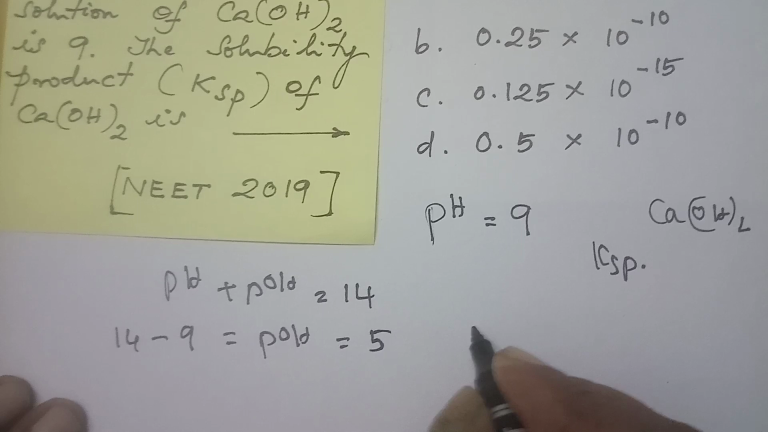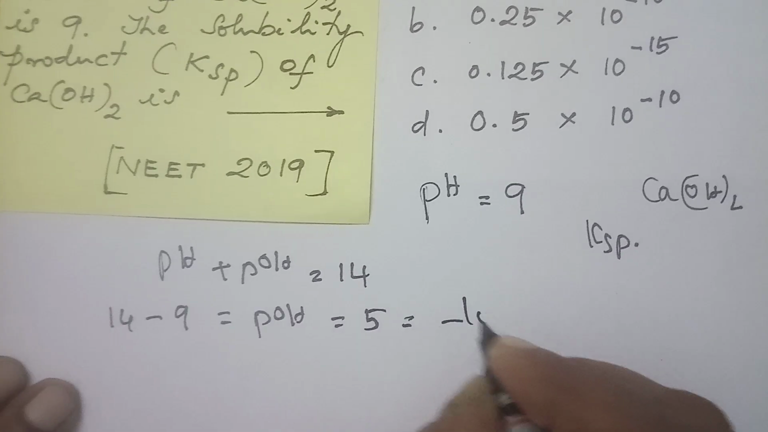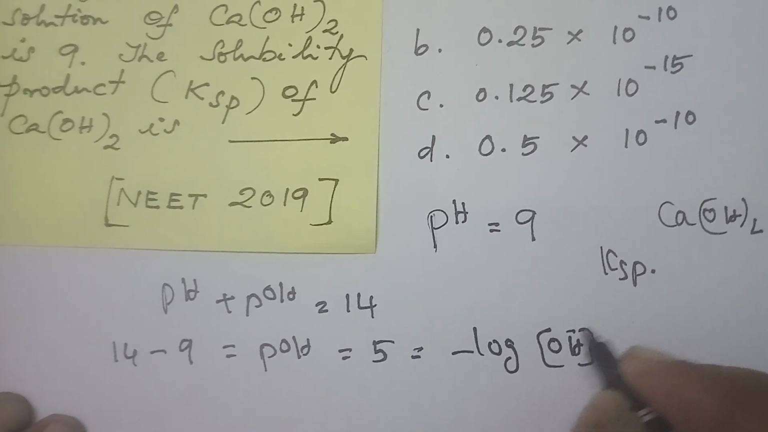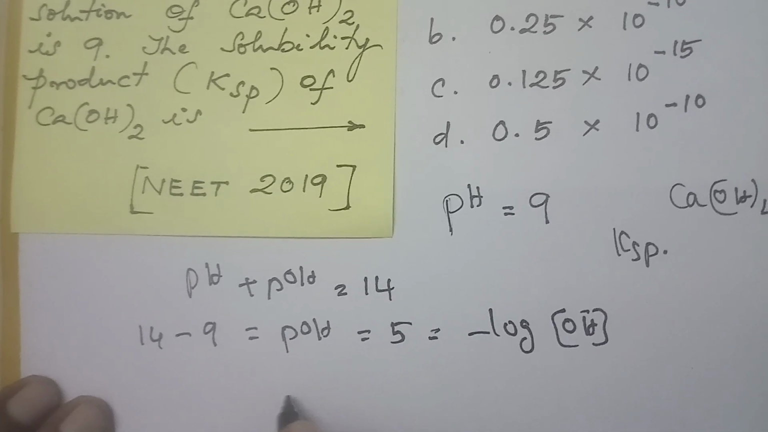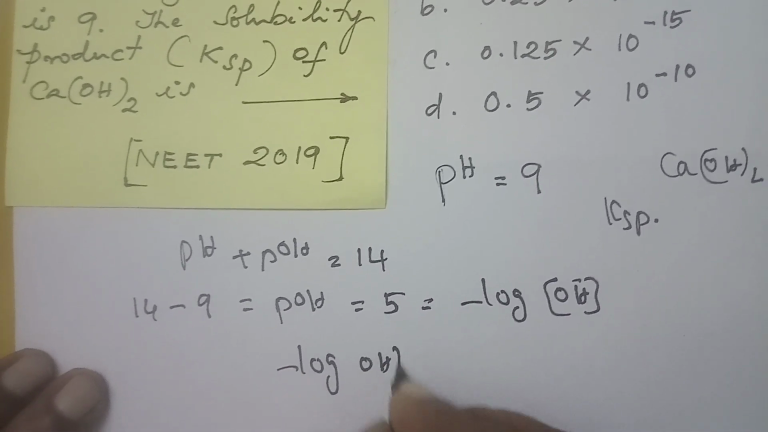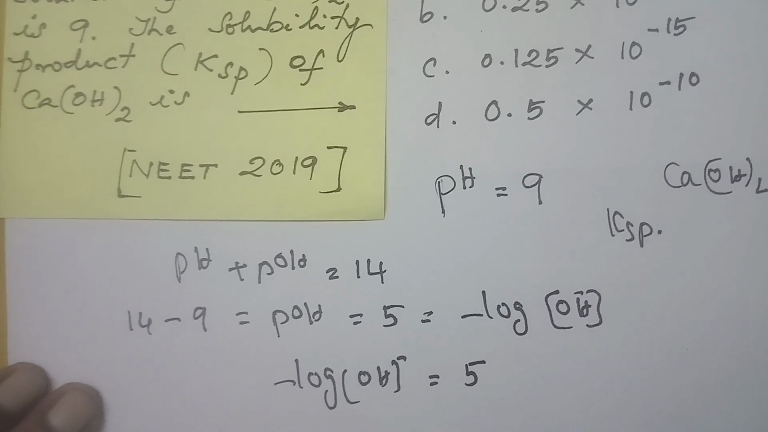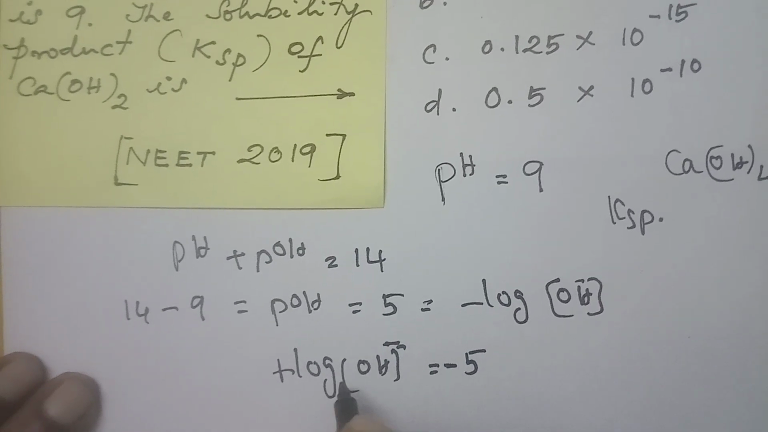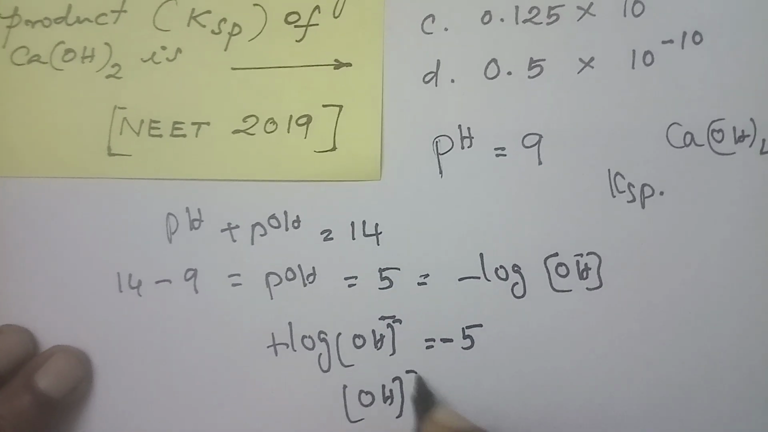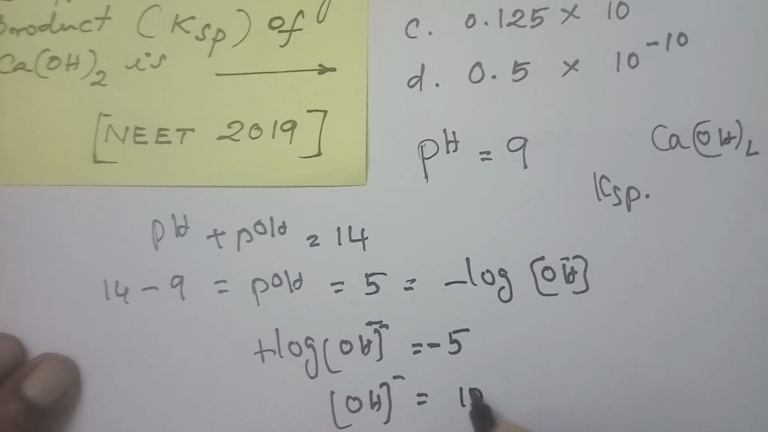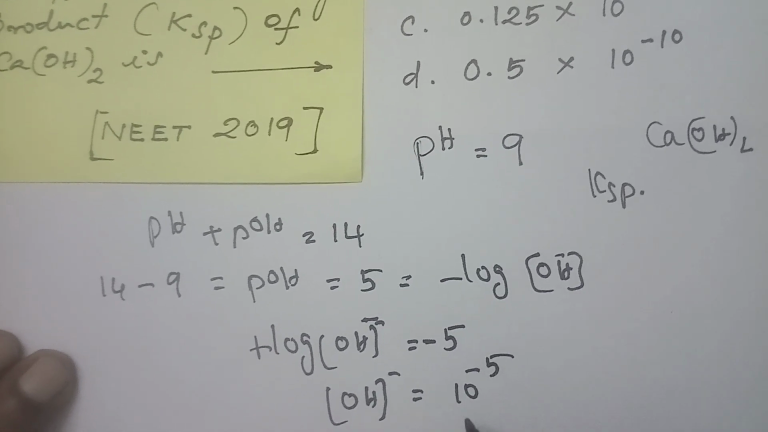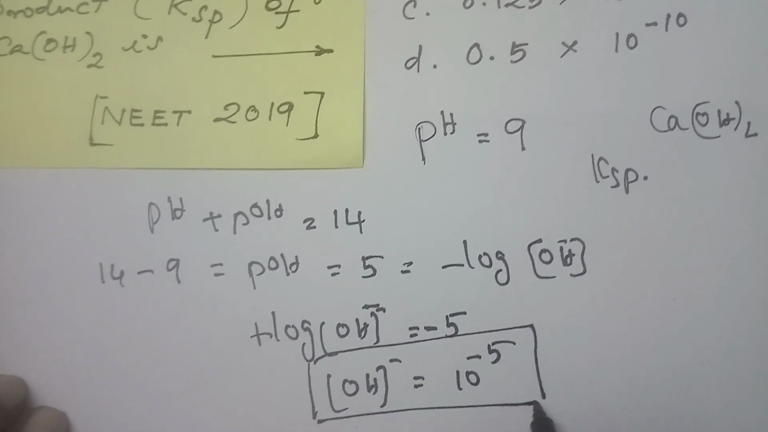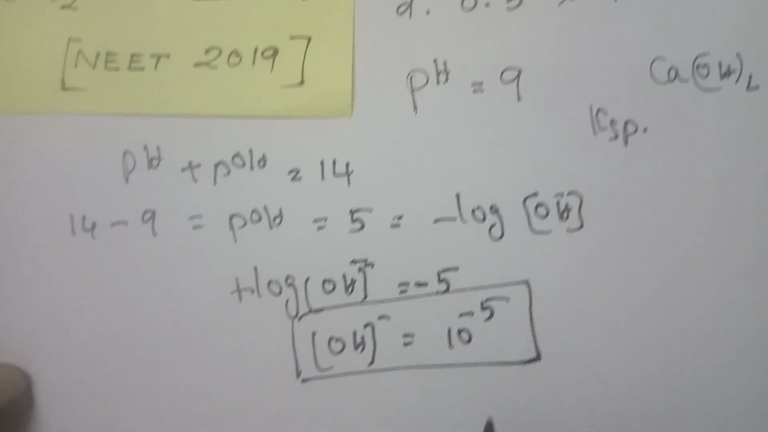The formula is pOH is equal to negative log of OH concentration. So you should take the OH concentration first from here. Let me write here: negative log of OH concentration is equal to 5. I want the OH concentration, so this minus becomes a minus. To remove the log, we find the anti-log of this, and that is 10 power minus 5. So OH concentration is 10 power minus 5. This is the first stage of your sum.